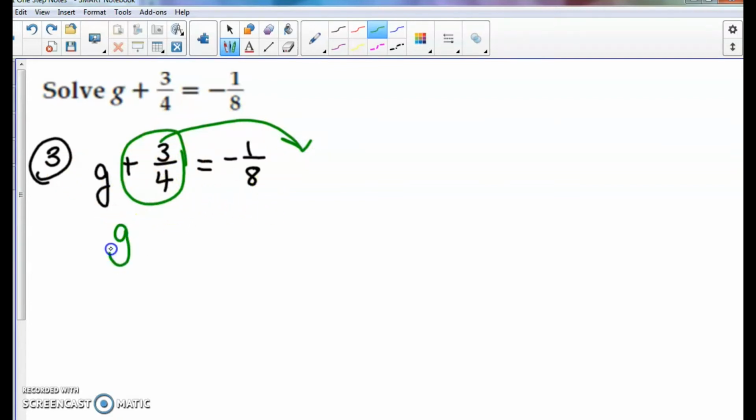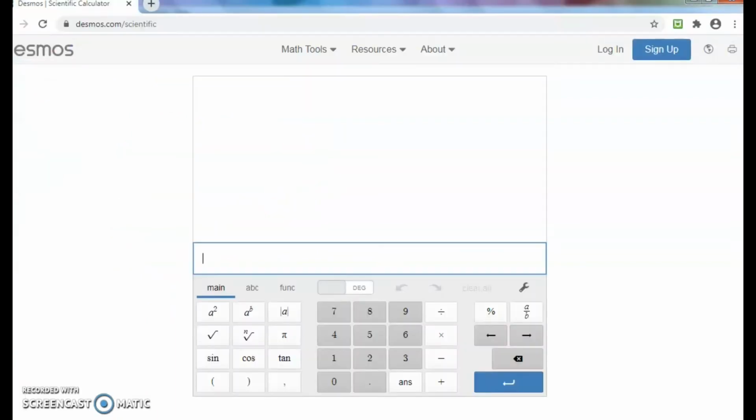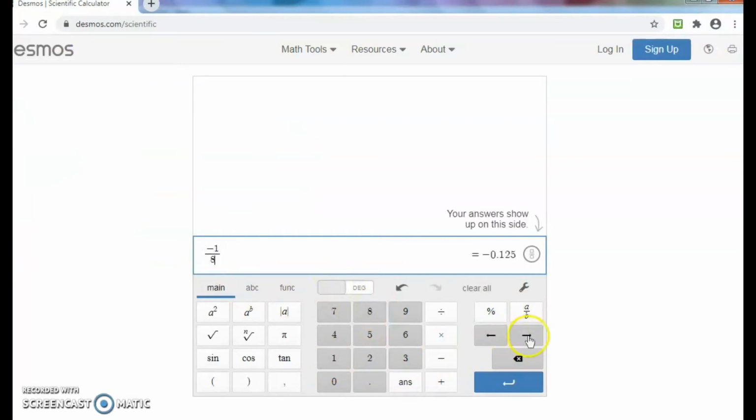So we drop down our g, drop down our equal sign, drop down our negative 1/8, and now plus 3/4 becomes a minus 3/4. Desmos is going to come into play where we have those fractions. We're going to say g equals negative 1/8 minus 3/4. So use our fraction button here, negative 1 over 8, hit the over button to get outside of it, minus, then the fraction button, 3 over 4.